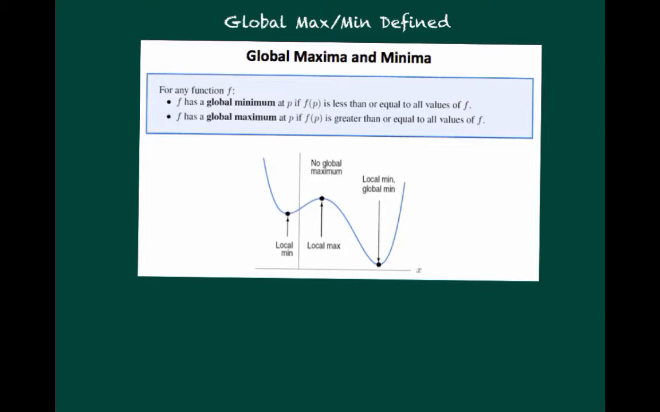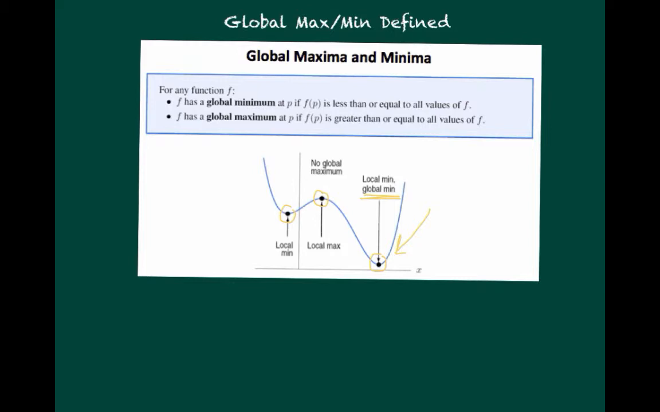Look at the graph below. You can see that there is a local minimum on the left there. In the middle we have a local maximum, and then on the far right we have a local minimum again. But that last local minimum is also a global minimum. And by that we mean it is the lowest y value among all the local minimums.